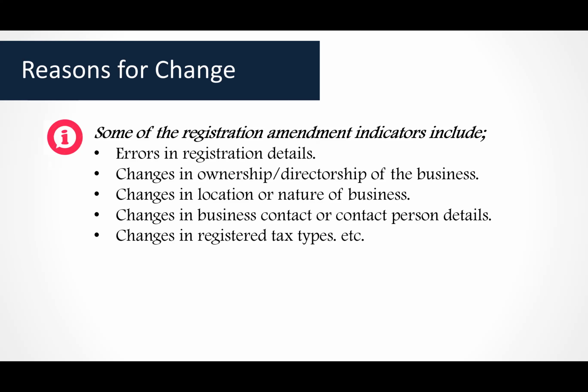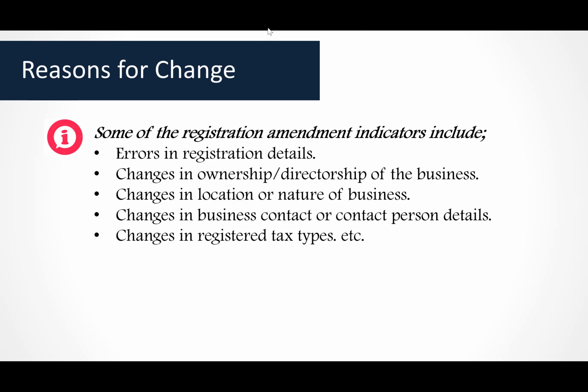Reasons for change. Some of the registration amendment indicators include errors in registration details. You could have made an error. Maybe the plot number, you had put 57, yet it is 48. So you can amend that. Changes in ownership, directorship of the business. Directors keep on changing, retiring, and all that, resigning. So you have to change.